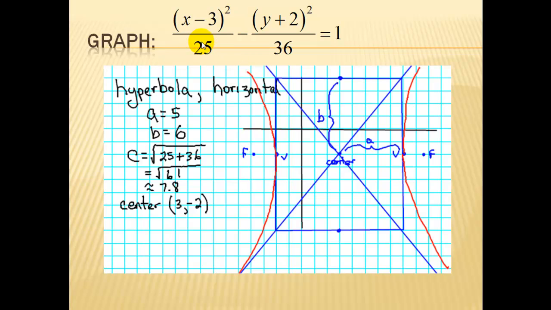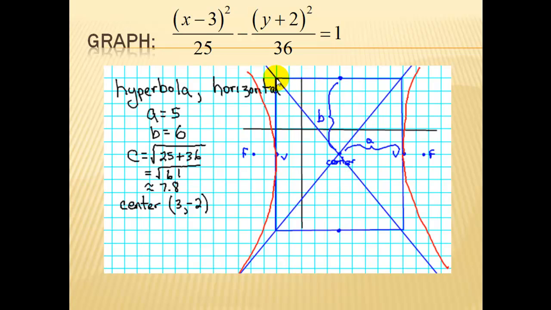This will be our a squared, so a is 5, our b squared, so we take the square root, we get 6. For this one, to find where the foci are, we use c squared equals a squared plus b squared and take the square root. Our center, the opposite here, is 3 and negative 2. So again, to sketch a hyperbola, we start with the center. We find our vertices, so we're going horizontal a units and b units. And we put the other side of our bounding box by going up and down b.